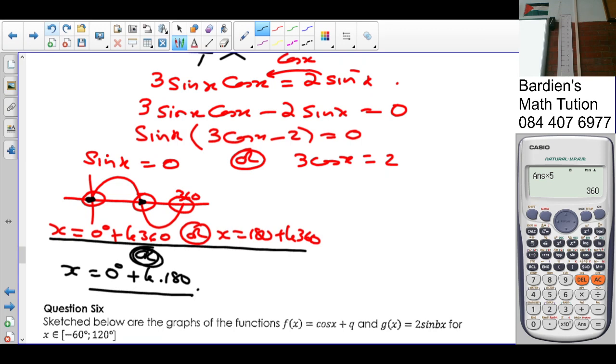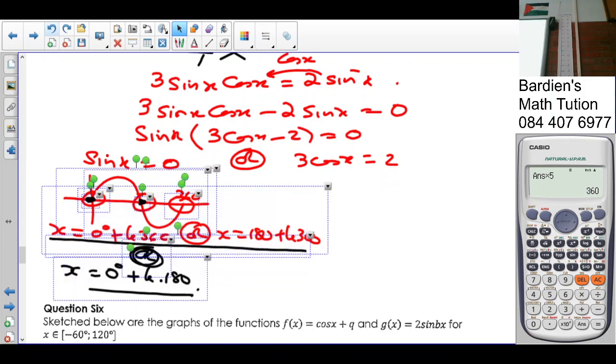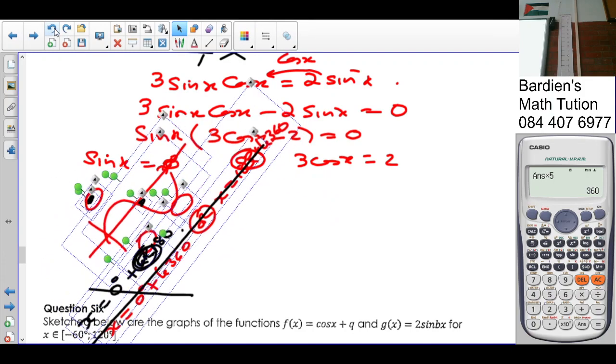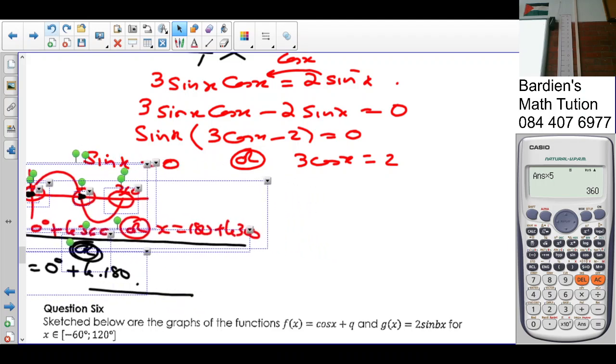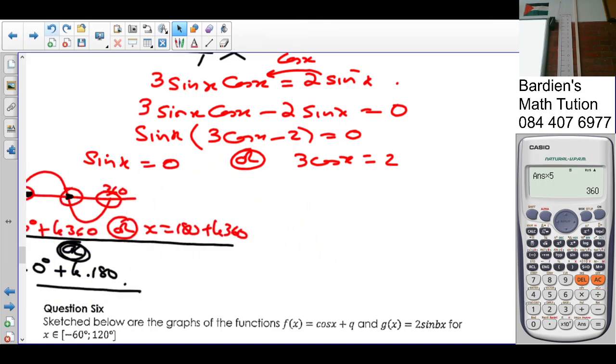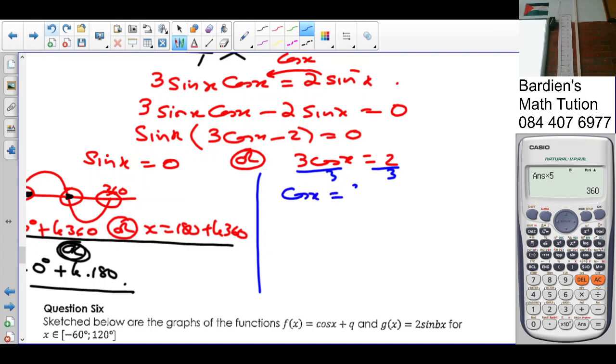Alright? Look at the other side. Move this over a bit. Whoops. Okay, for the other side, what do we say? First we divide by 3. Then I get cos x equals 2 over 3. So I work my reference angle.